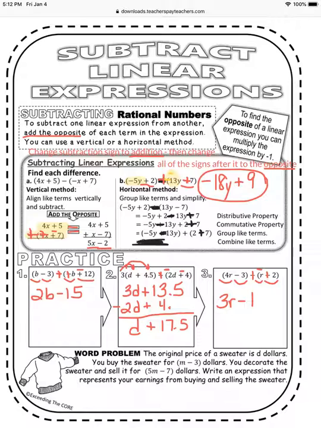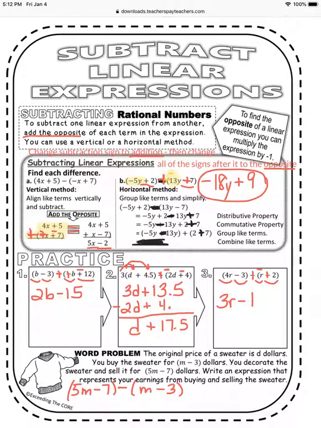Now down to the word problem. The original price of a sweater is $D. You buy the sweater for M minus $3. You decorate the sweater and sell it for 5M minus $7. Write an expression that represents your earnings from buying and selling the sweater. Well, you sold it for more than what you bought it for because you want to make a profit. So we're going to do 5M minus 7, and then we're going to subtract M minus 3.